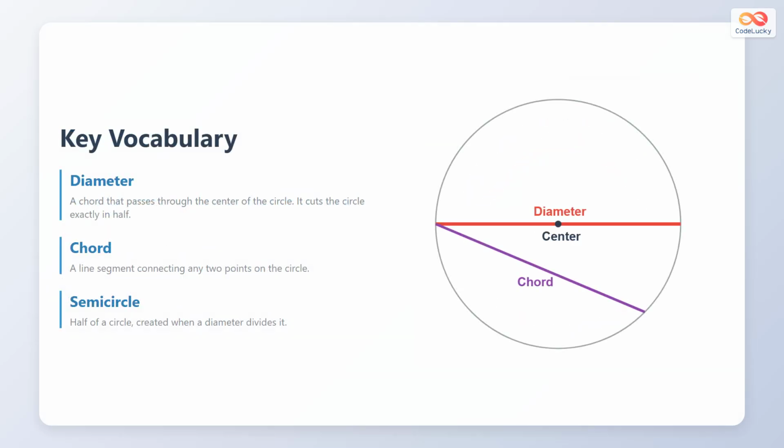First, let us define some key terms. A diameter is a straight line passing through the center of a circle, connecting 2 points on the edge. It effectively cuts the circle into 2 equal halves. Each half is called a semicircle. A chord is simply any line segment connecting 2 points on the circle's edge. The diameter is actually the longest possible chord in any circle.